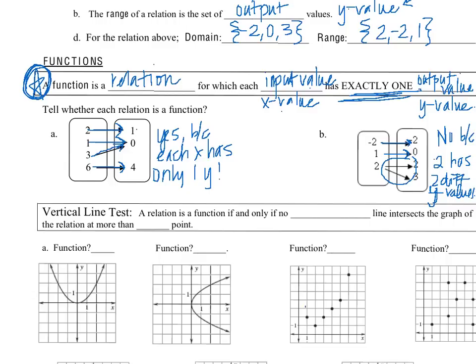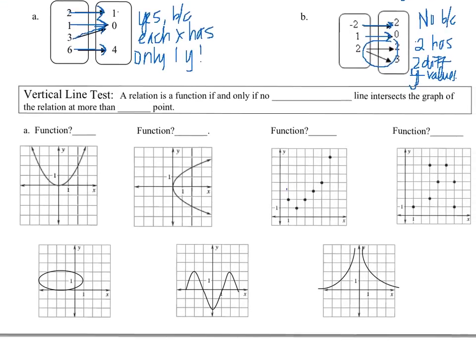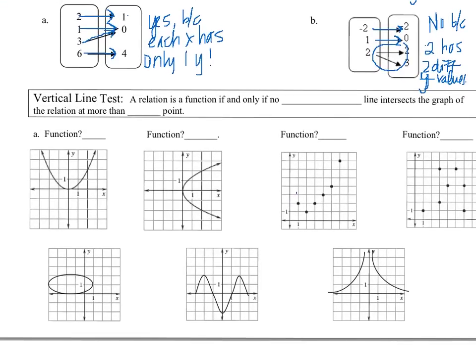Let me move this up. Let's try another way to determine a function. Because let's be honest, not all the time will I give you a specific set of points like I did here, and it's easy for you to make a mapping diagram. Most of the time, we're going to look at it in terms of actual graphs, and so we want to look at that. The vertical line test says a function exists if and only if no vertical line intersects the graph at more than one point.